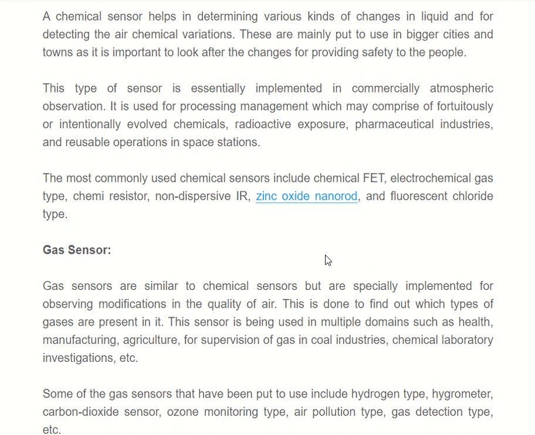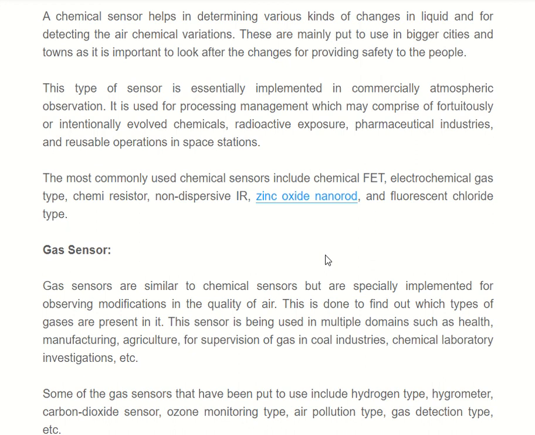After that, we have the gas sensors, which are similar to chemical sensors but are specifically used for observing modification in the quality of air. And how do we do it? We do it to find out which types of gases are present in air, and we use this sensor in multiple domains. We use it in the health domain, manufacturing domain, agricultural domain, right? And all these domains have different applications of these sensors.